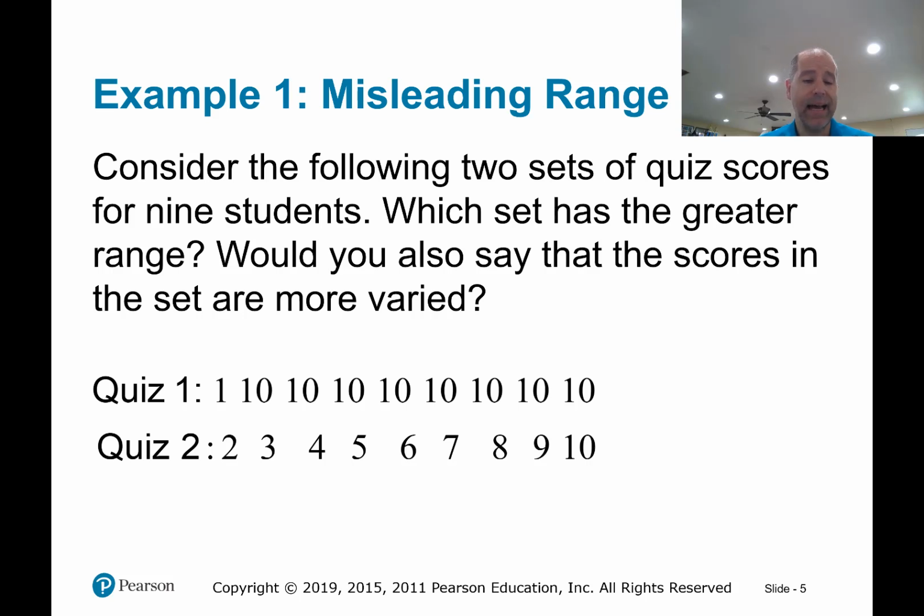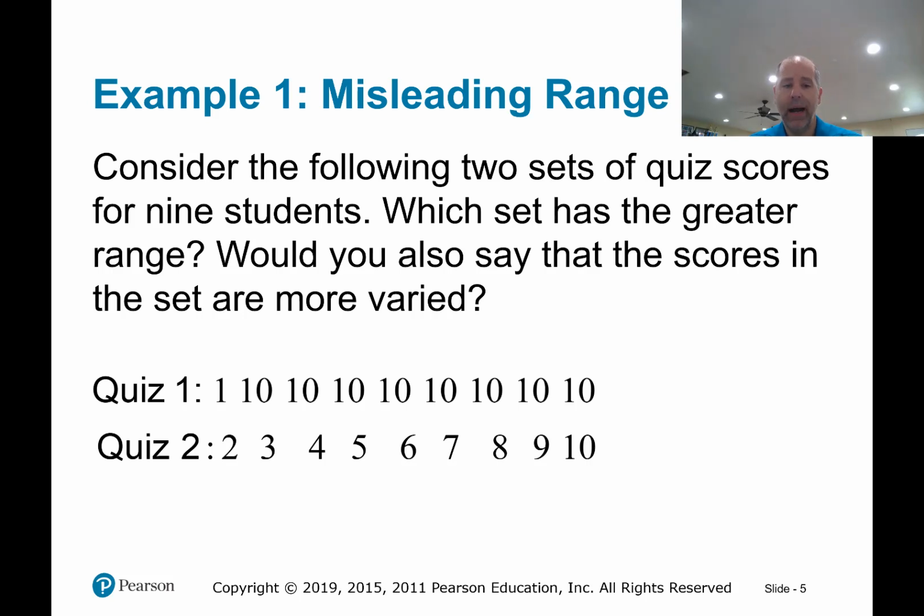So quiz 1 has the higher range, but would you say that it is more varied or less varied than quiz 2? Well, in this case, most of the class got 10s. So this is going to be more compact around 10. So this is going to have a lower variation than quiz 2, even though the range is larger.